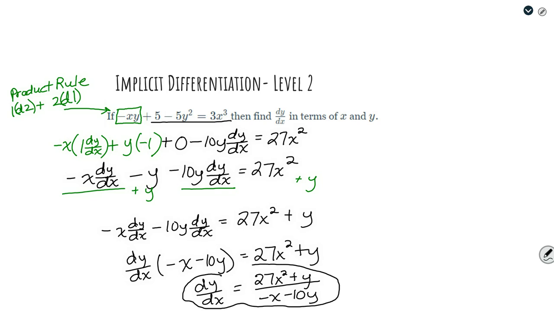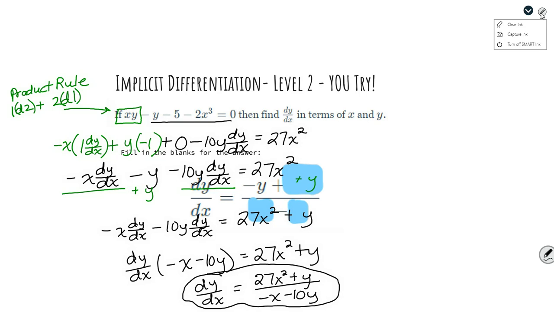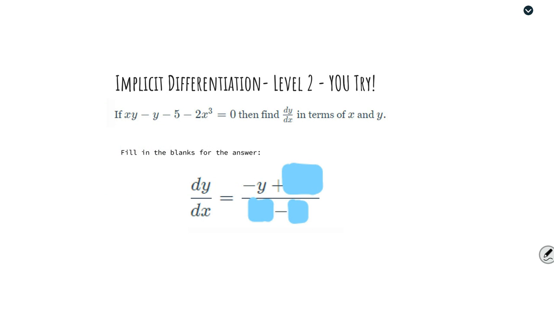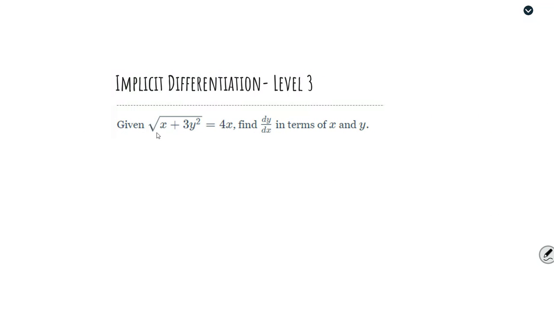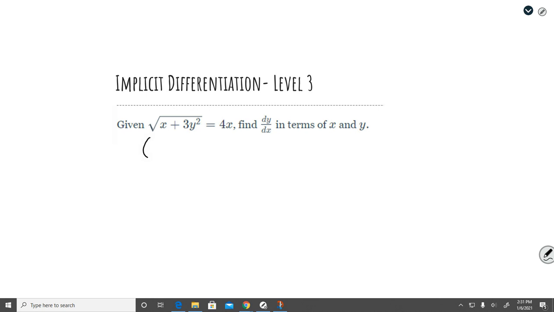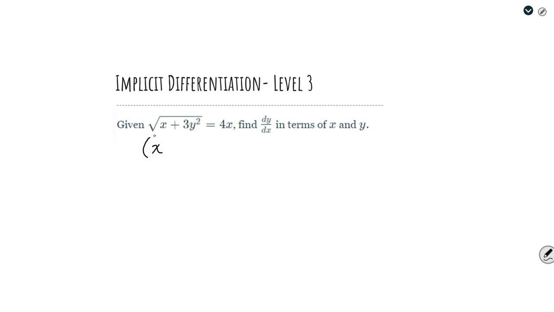Level 2 just had a product rule in there we had to handle. So let's bump it up to level 3 now. Oh, gotta delete this ink. Level 3. Ooh, here we have a radical. Remember that whenever you have a radical, or a square root, that's the same as having what's underneath raised to the 1/2 instead. You can have x plus 3y squared raised to the 1/2, equals 4x.